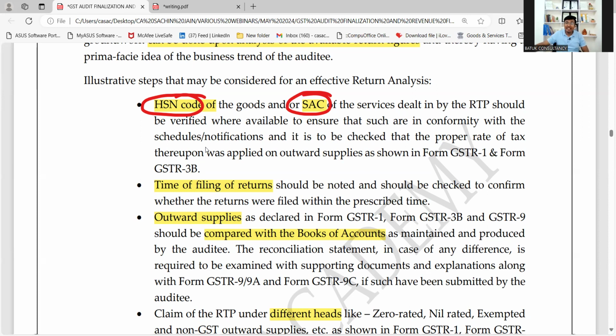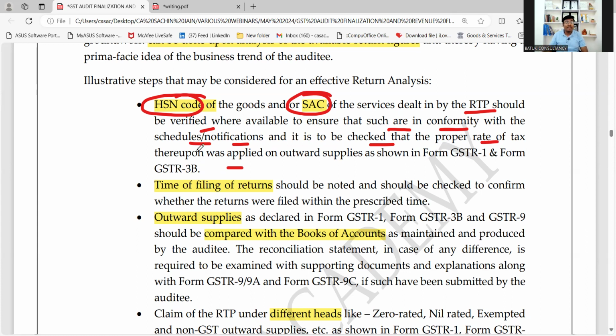HSN code of the goods, SSC of the services dealt in by the registered taxable person should be verified where available to ensure that such are in conformity with the schedules and notification. It is to be checked that the proper rate of tax thereupon was applied. First, I have checked the HSN code and SSC code from the business. Then after, I have to check that the rate of GST charged by that particular taxable person is correct as per the HSN code or not.